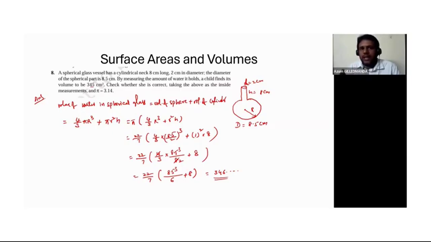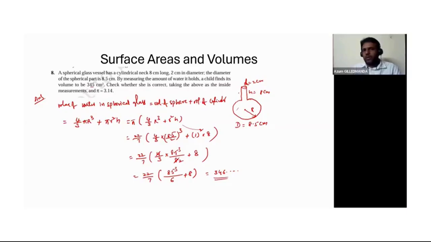So the spherical glass vessel has a cylindrical neck. That means it is like a kuja, right? Where the bottom is in the spherical shape and the neck is in the cylindrical shape. So how much volume will it hold? The volume of those two shapes, right? So you can fill water everywhere here, up to the neck. That is the spherical volume.